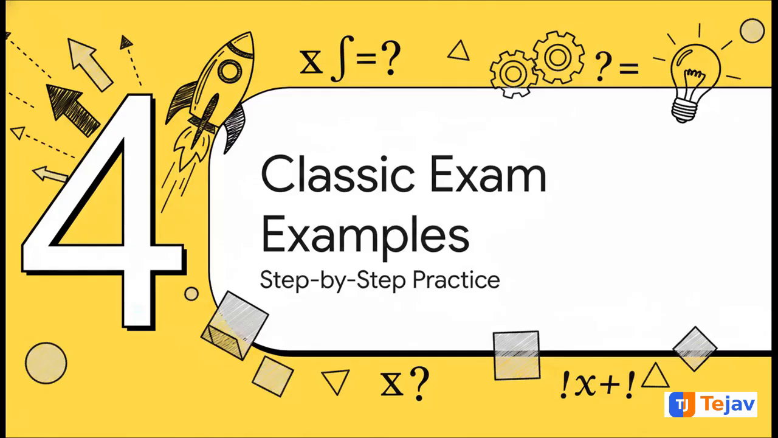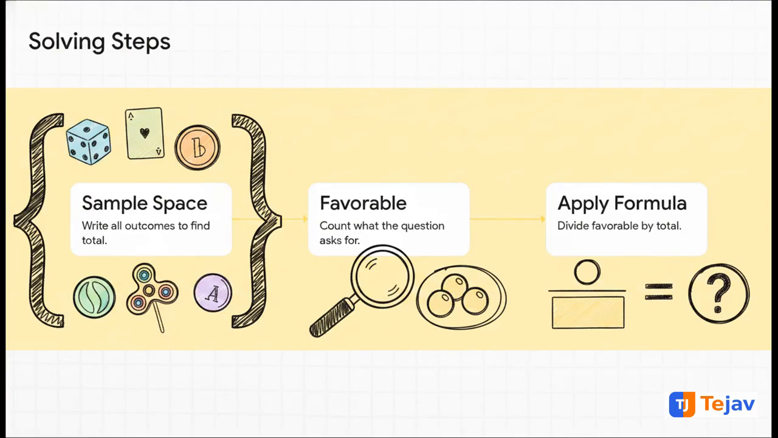Let's move from theory straight into action. Section 4, solving classic exam examples. Whenever you face a probability word problem, I want you to use this foolproof 3-step cheat code. Step 1, write the sample space out so you can find your total outcomes. Step 2, find the favorable outcomes.